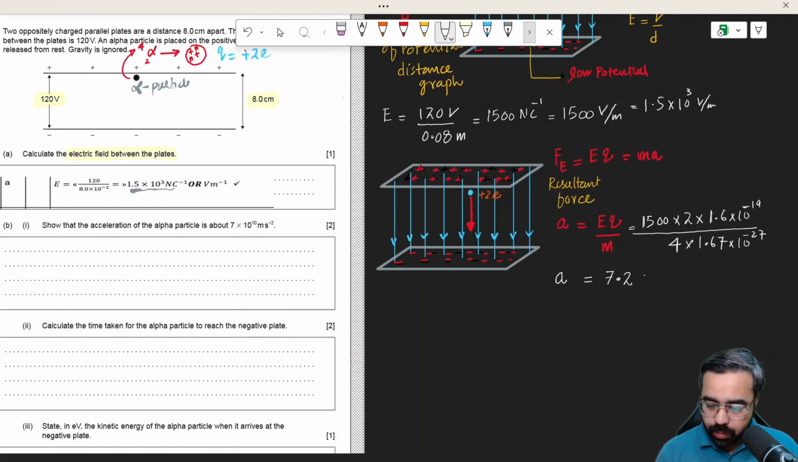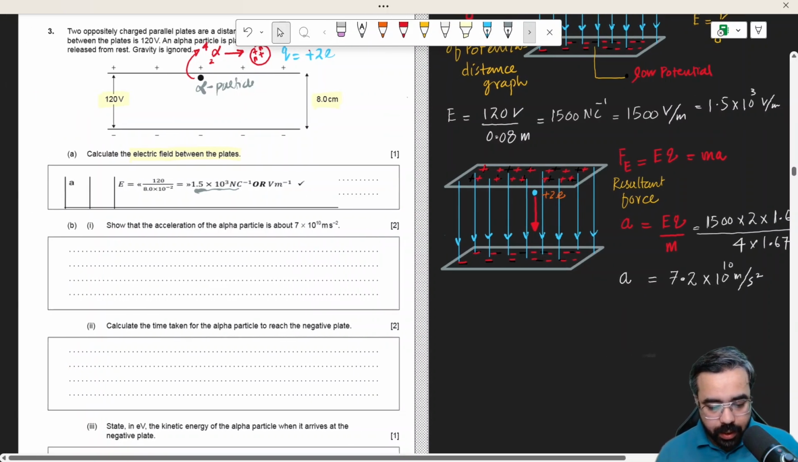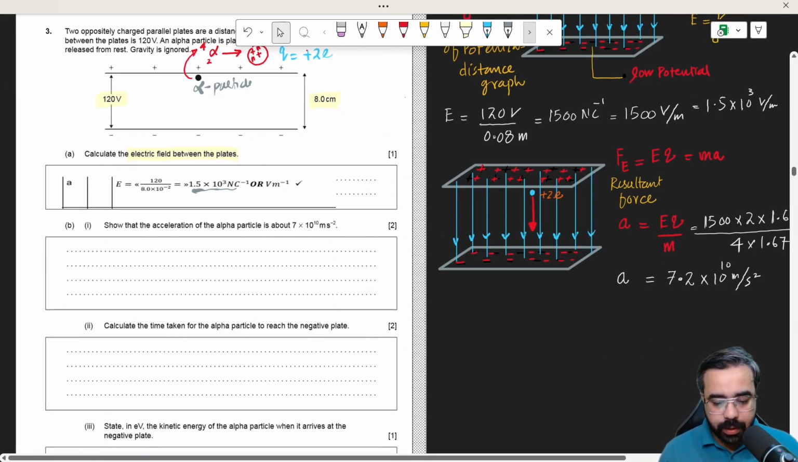1.2 times 10 raised to the power 10 meter per second square. So as you see, this is a very large acceleration because the force was very large for such a small size of particle, that is the alpha particle. Okay, so that's why it will accelerate with this value. The next question is: calculate the time taken for the alpha particle to reach the negative plate.